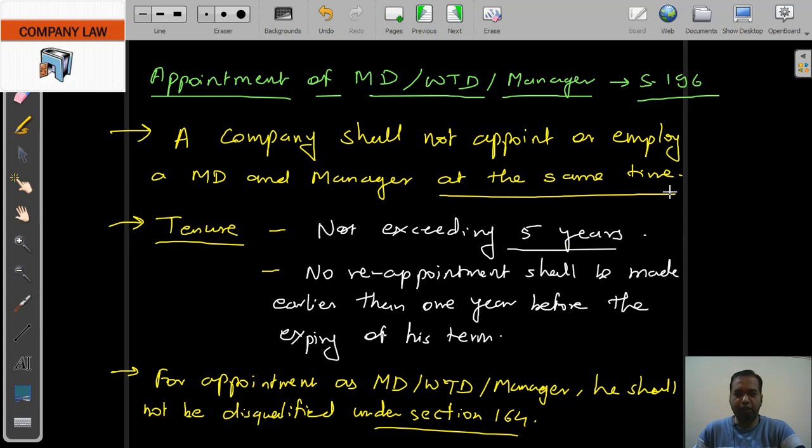For appointment as MD, WTD, manager, he shall not be disqualified under section 164. So he should possess the qualification criteria as a director, then only he will be eligible to become the managing director, full-time director, or manager.